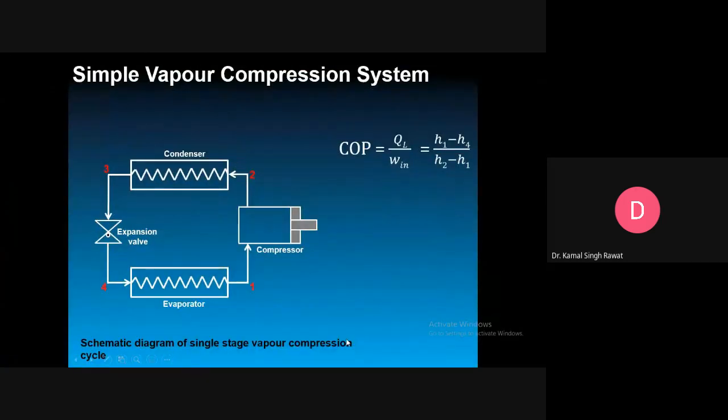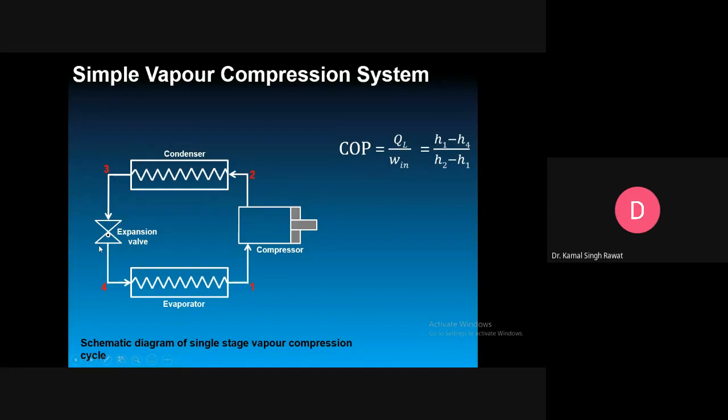Okay. So this is the simple vapor compression refrigeration system. In this simple system, we have four components. First one is the compressor, second is the condenser, third is the expansion valve, and fourth is the evaporator. So this compressor raises the pressure, increasing it from evaporator pressure to condenser pressure.